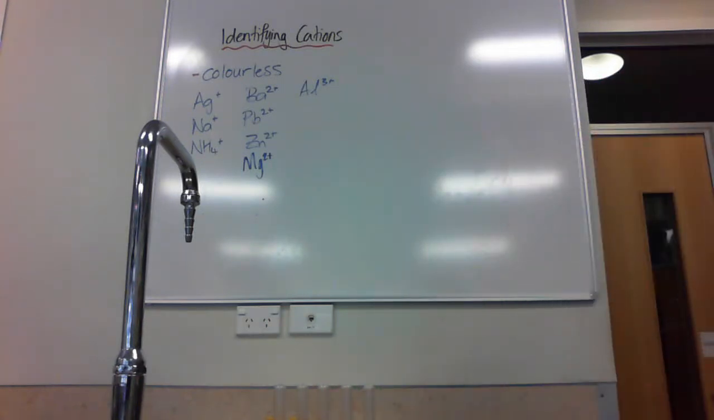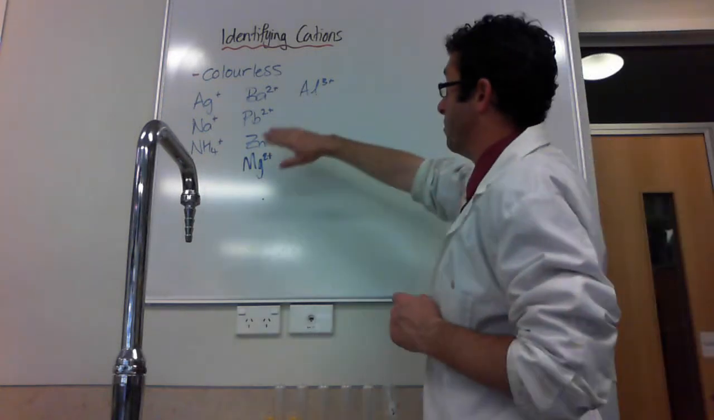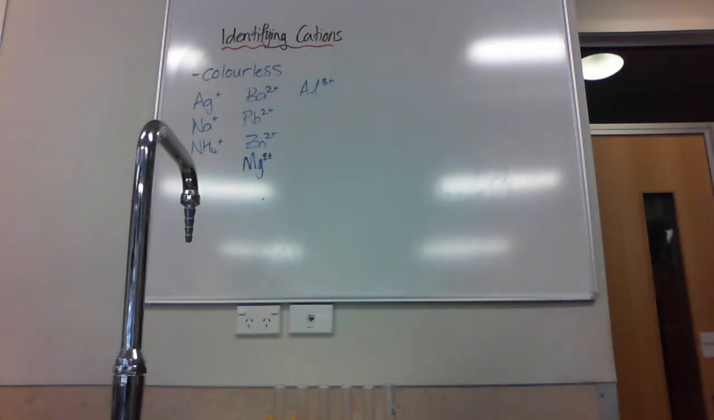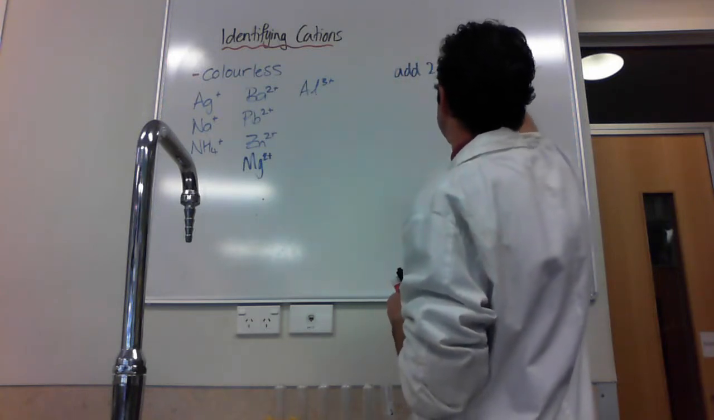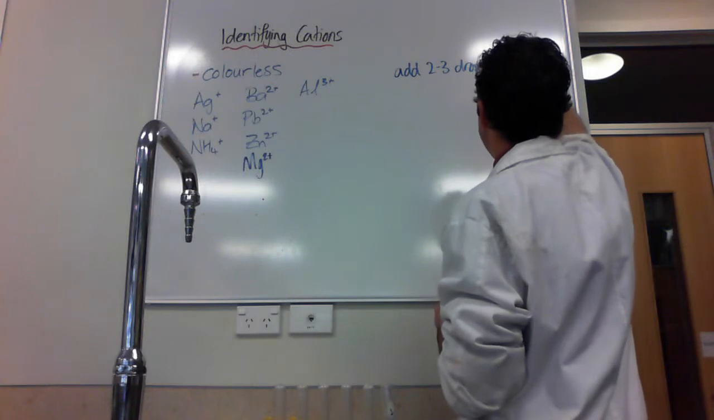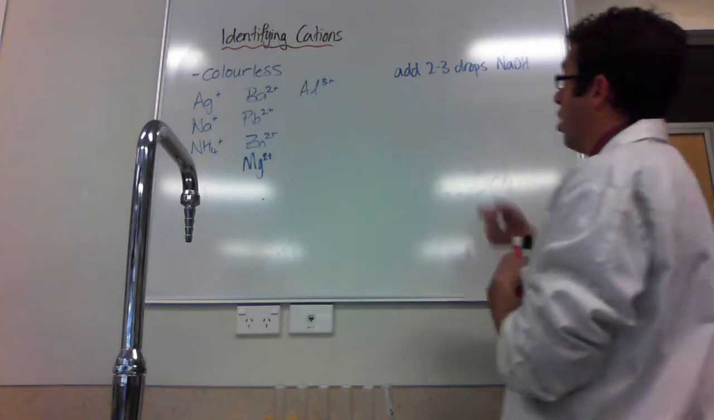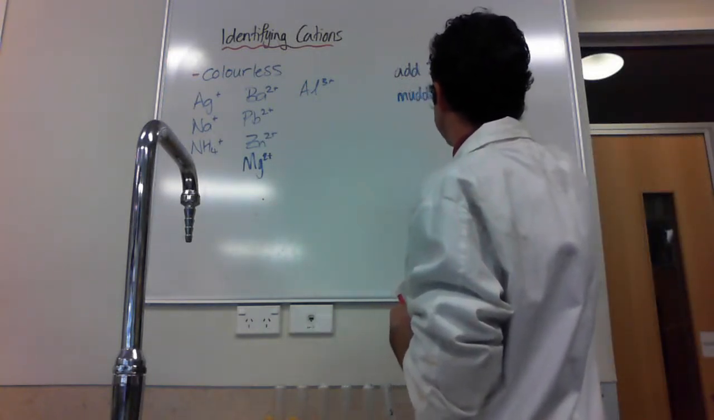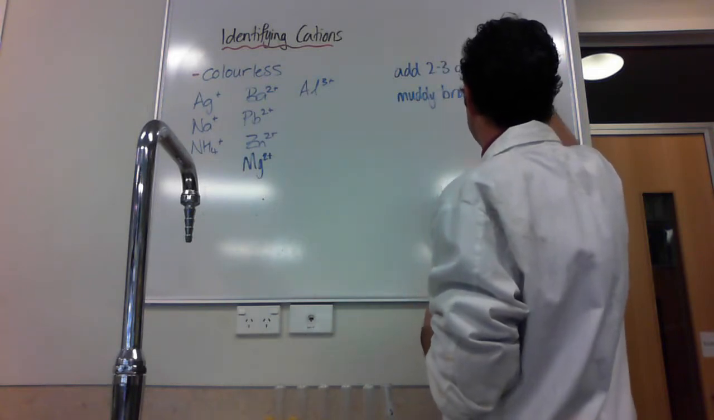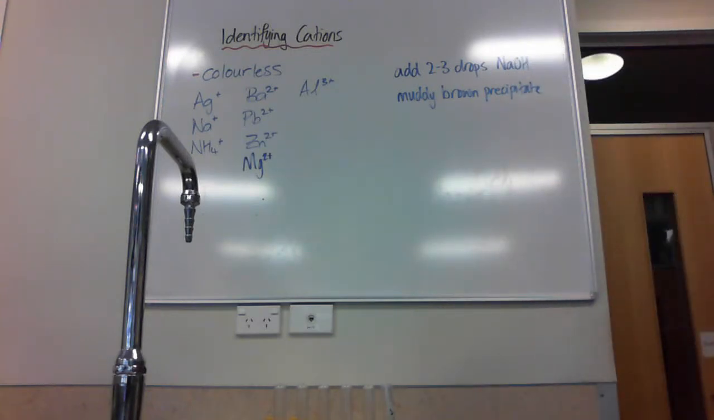Well, if I look at my flowchart, that means I've already actually basically identified it, because only one of these chemicals here makes a muddy brown precipitate. The others make different colours. So what I did was I added 2 to 3 drops of NaOH. So that was my step that I did. My observation was a muddy brown precipitate. Now if I look at my chart, that means that I've got silver ions.